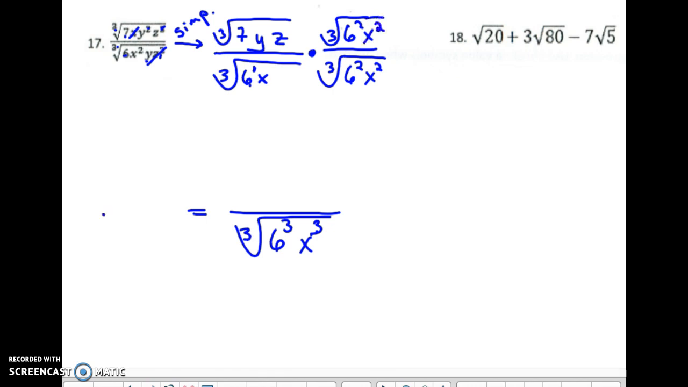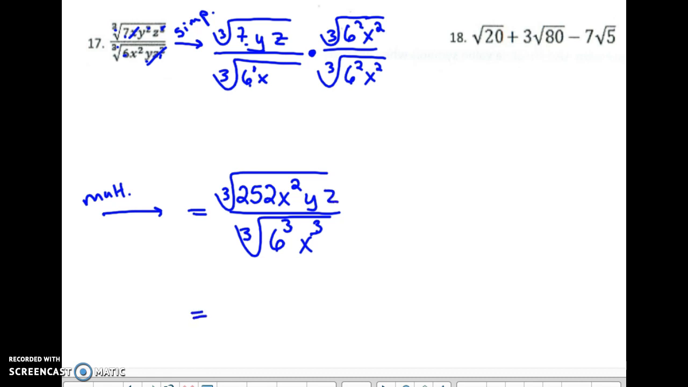And then what I'm doing here is I'm just multiplying. So 7 times 6 squared is 252, because it's 7 times 36. It's under a cube root. And then we have the x squared, and then plain y, and plain z.